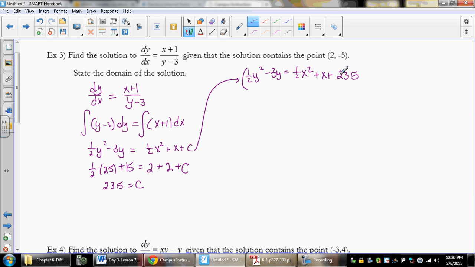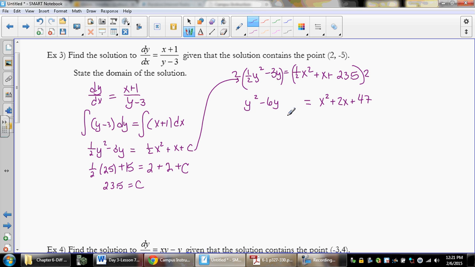And right now I'm really annoyed by all these 1/2s, so I'm going to go ahead and multiply both sides of this equation by 2. So I have y squared minus 6y, leave a gap on purpose, equals x squared plus 2x plus 47. I multiplied everything by 2. Okay, why did I leave a gap?